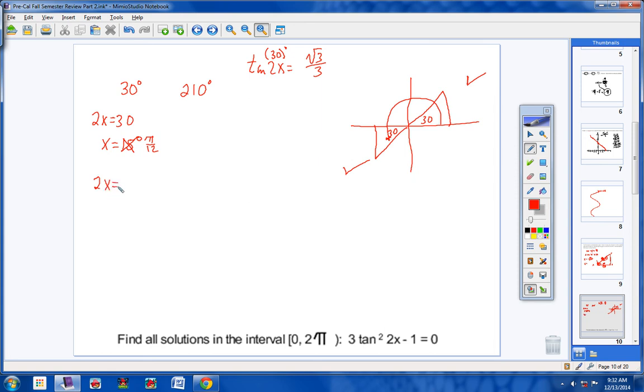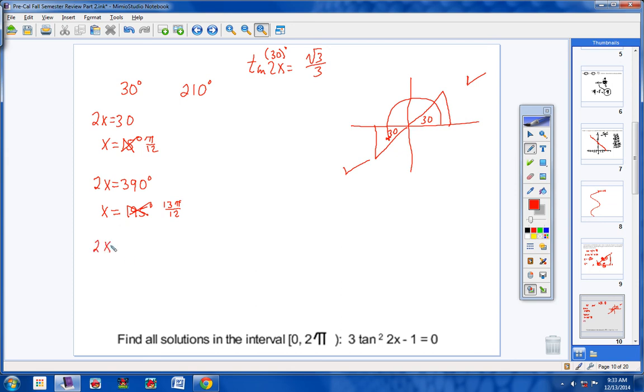So now, remember you always add 360 to your angle. So now we're at 390. Okay, so divide that by 2, and we're going to get 195 degrees. But that has to be in radians, of course. So we're going to convert that to radians, and we're going to get 13 pi over 12. Well, we're still within our boundary between 0 and 2 pi. Let's go ahead and go 390 plus 360. And we're going to get 750.